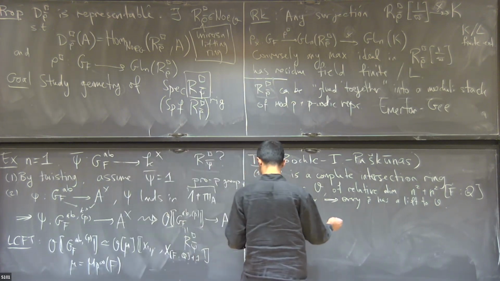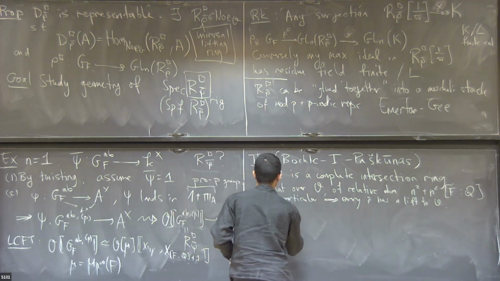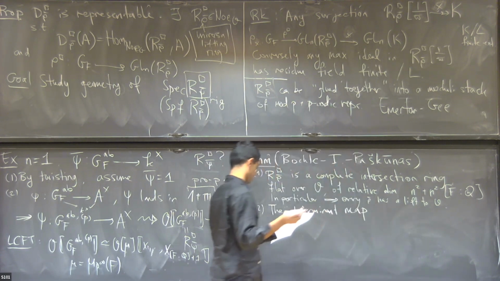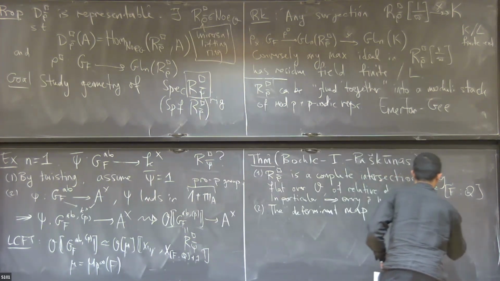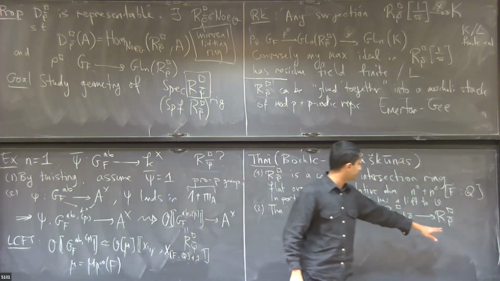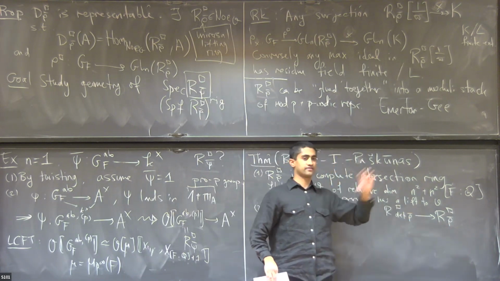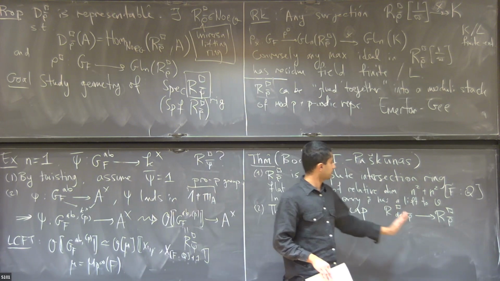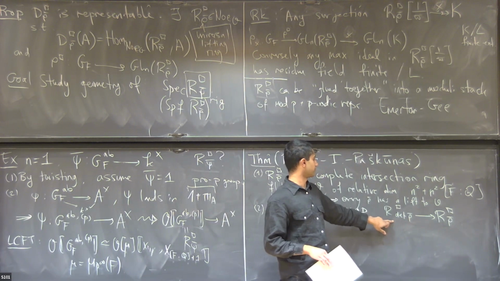The second part of the theorem says something about the components, like how does this ring break up into different components? So the determinant map, which I'll write like this. What is this map? If I take any deformation or any lifting of rho bar, I can take its determinant, and then I get a lifting of the determinant of rho bar. So if I look at the functor of lifts for rho bar, it gets a map to the functor of lifts for the determinant of rho bar.